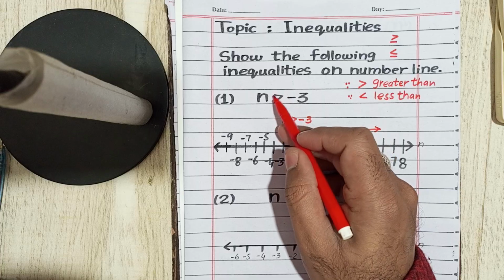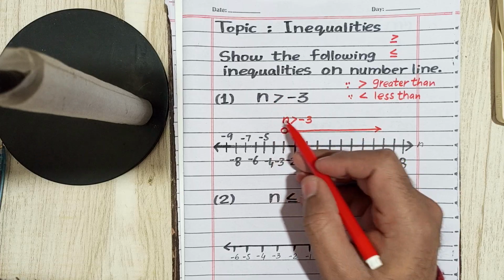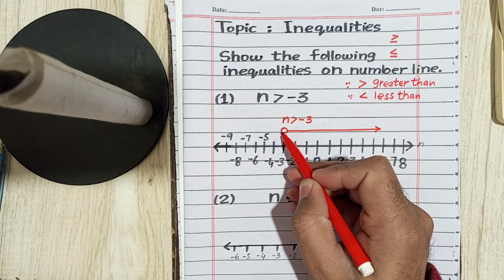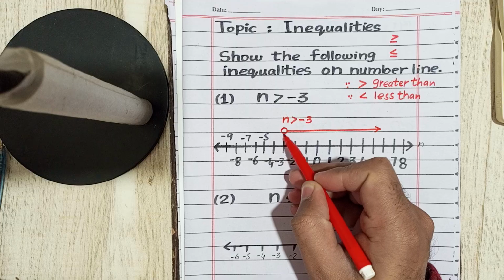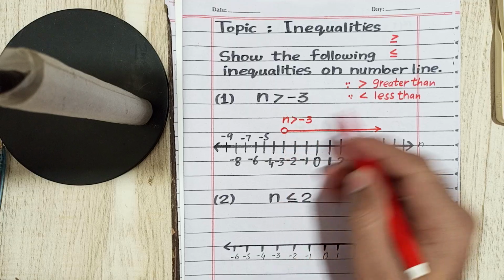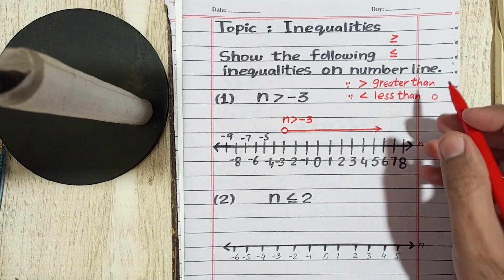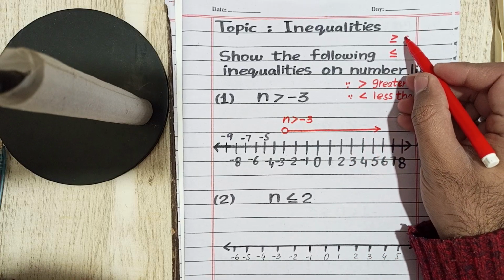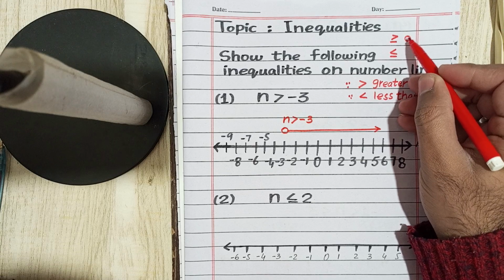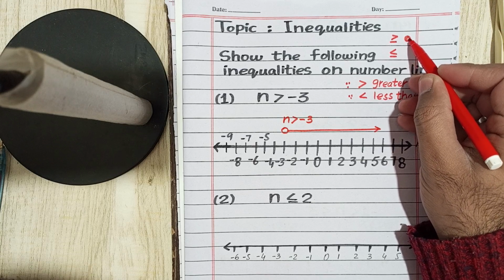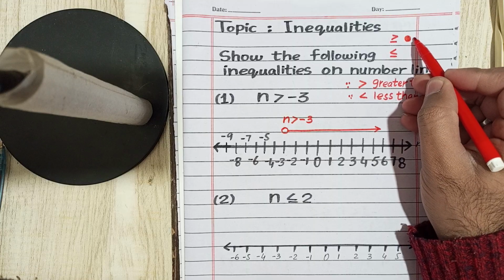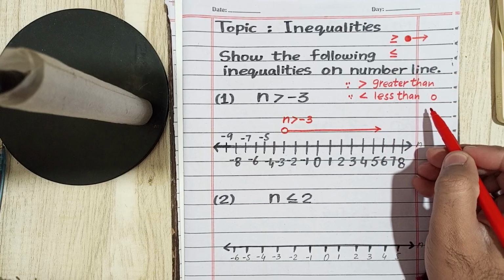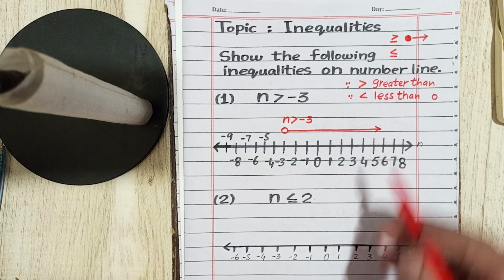If we have a greater than or less than sign, then we draw a small circle without shading like this. If we have a greater than or equal to or less than or equal to sign, then we draw a circle like this and we shade it. So this shows close interval and this shows open interval. So we have open circle and close circle.